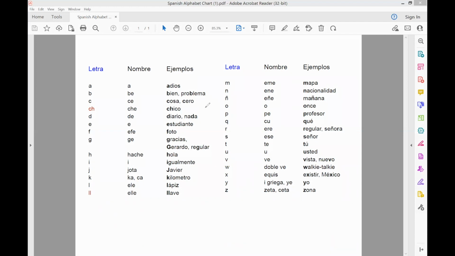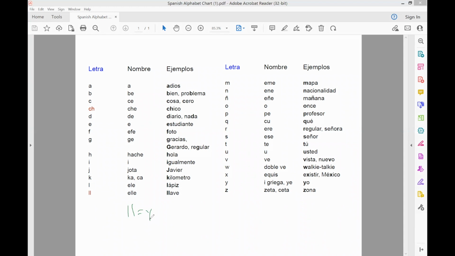Hola. So H's are always silent in Spanish. Hola. Hombre. Repite. I. Igualmente. J. Javier. K. Kilómetro. L. Lápiz. Ele. Llave. So the double L, in most Spanish-speaking countries, is pronounced like a Y. Llave.